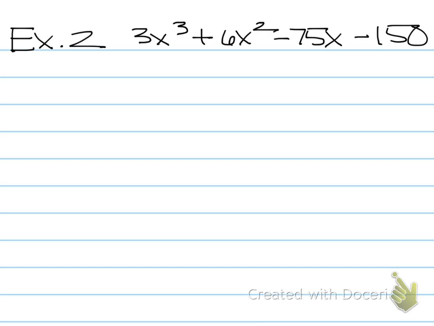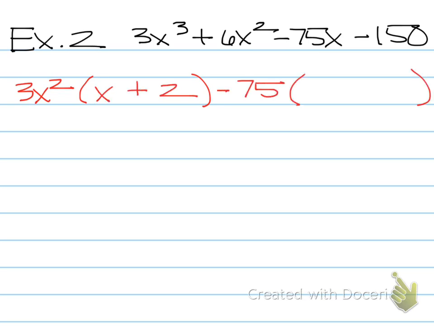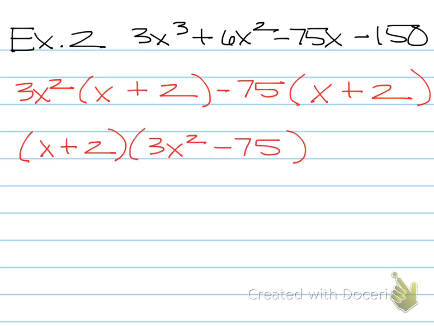We've got 4 more terms, so we're going to factor by grouping again. We can factor out 3x squared from the first 2 terms, leaving us with x plus 2. And then we can factor out a negative 75 from the last 2 terms, leaving us with x plus 2. Now we've got 2 terms with a GCF of x plus 2. So we can factor out the x plus 2, leaving us with 3x squared minus 75.